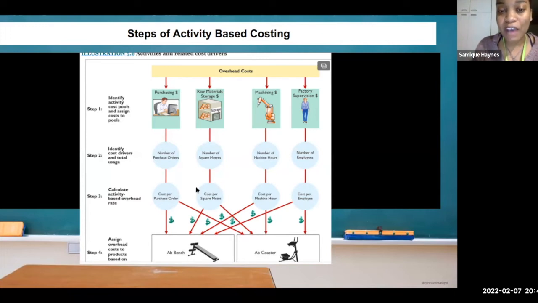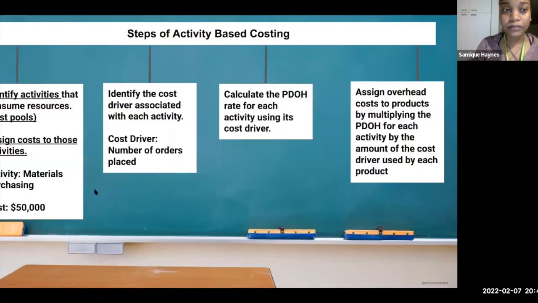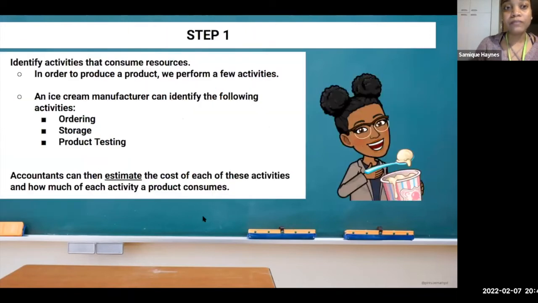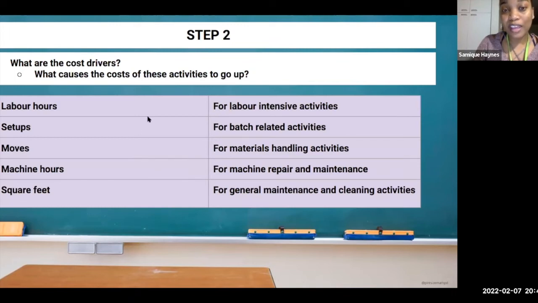And then once we have our predetermined overhead rates, it'll be very easy for us now to allocate the overhead cost for each one to each product, okay? And then again, I have the step by step here. So imagine that if we had to identify activities that consume resources, okay, in order to produce a product, an example of activities we can use is ordering, storage, and product testing.